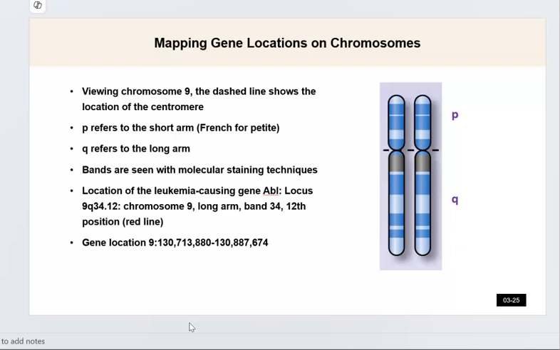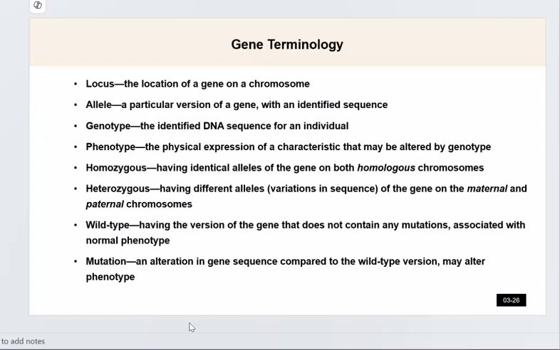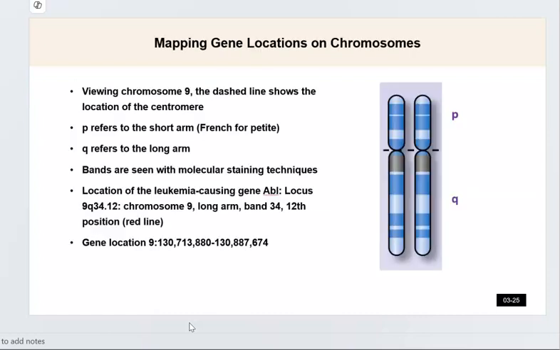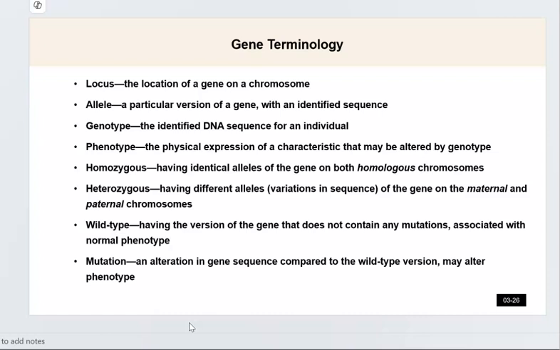Some more gene terminology that I wanted to go through here. This is the gene mapping. Gene terminology is in your book as well. The gene locus, or loci, is indicated by a shorthand nomenclature that includes the chromosome, the arm of the chromosome, and the gene's location within that chromosome.